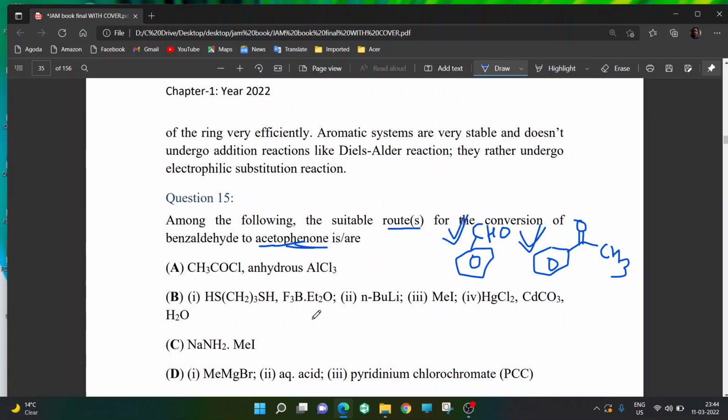Option B, it's quite a few steps. First they are reacting it with propane 1,3-dithiol along with a Lewis acid, that is BF3 Et2O. Then in the second step they are using a very powerful base, that is N-butyl lithium. Third step, methyl iodide, and then HgCl2, Hg2+, and CdCO3, H2O.